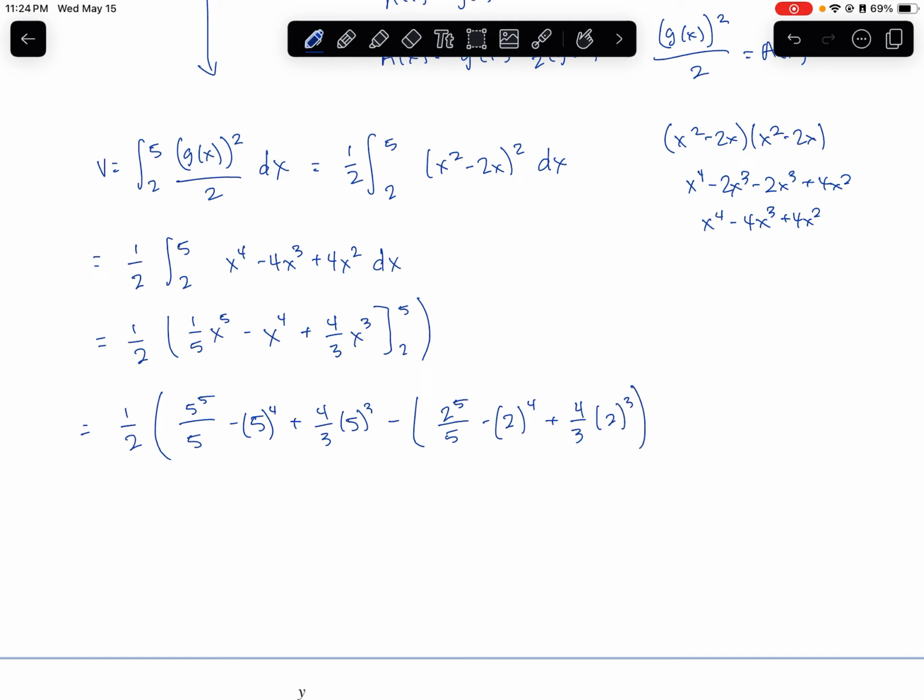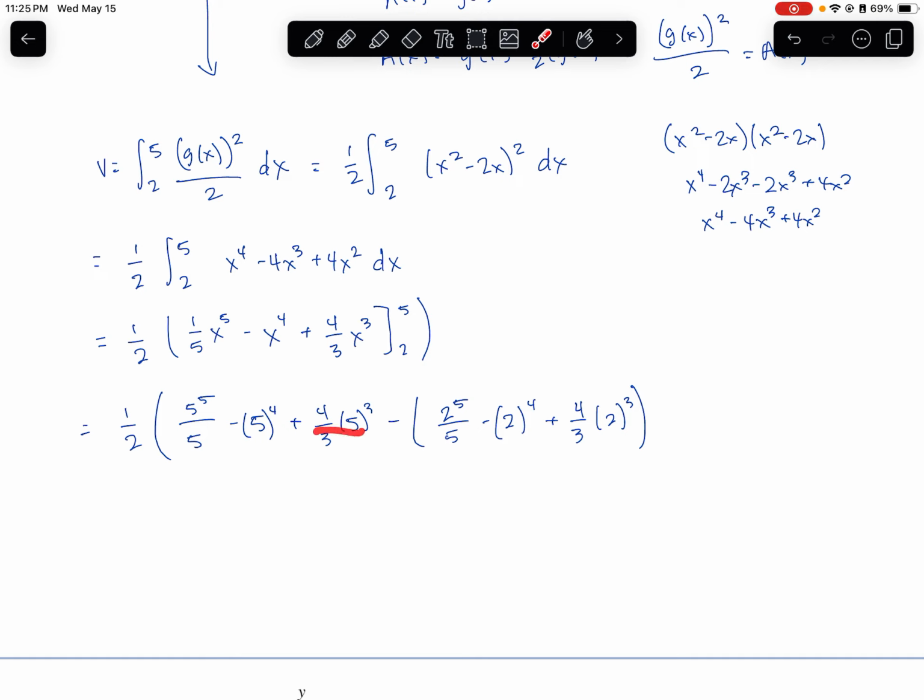Now this is where it's getting kind of scary, where if you try to simplify much more than this, you could really make an error. I know that this would cancel out right there, that's easy enough. But 5 to the 3rd, you're going to have to multiply that by 4. That's a lot of arithmetic, a lot of multiplying.